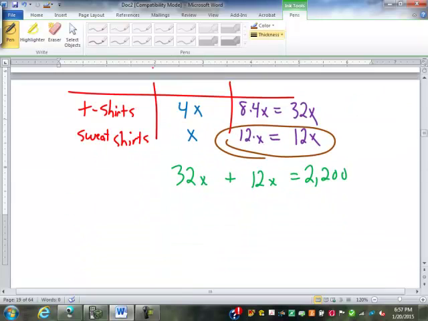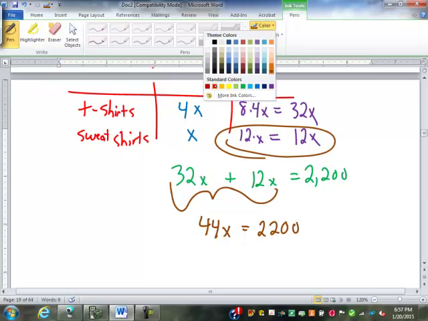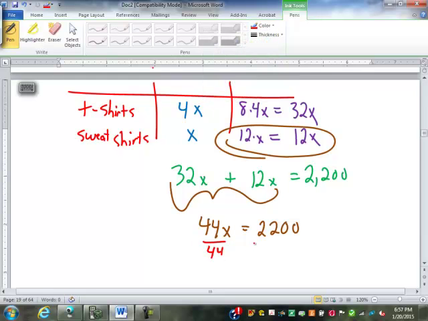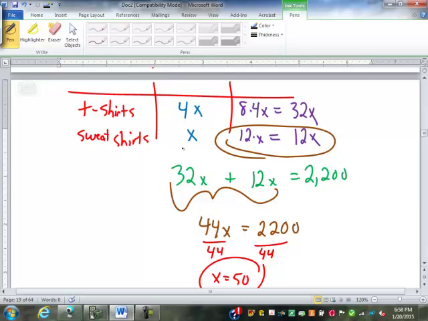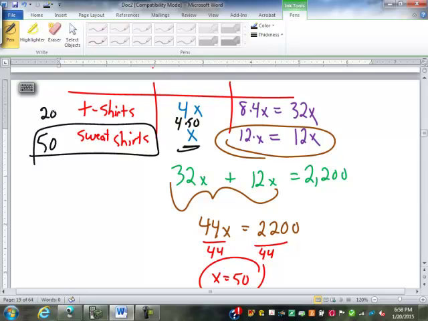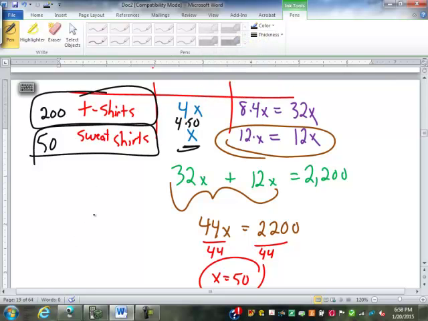So now we're going to solve this. 32X plus 12X is 44X equals 2,200. And then divide by 44. X equals 50. Of course, that's not it. What does X stand for? Number of sweatshirts. There were 50 sweatshirts. But we also need to know the number of t-shirts. So that'll be 4 times X, or 4 times 50, which is 200 t-shirts. Questions?